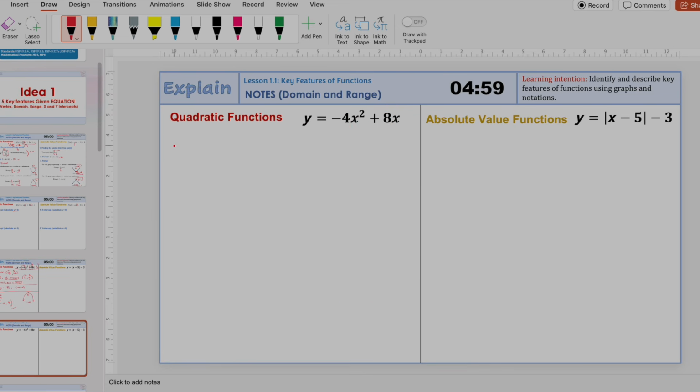Let's find the 4th key feature, which is y-intercept. How to find the y-intercept? Just set the x as 0. Take your equation, instead of the x, substitute with 0. This is going to be 0, this is going to be 0, so the y-intercept is 0. So I have a y-intercept. When x is 0, the y-intercept is 0. This is how we write the point. That's it.